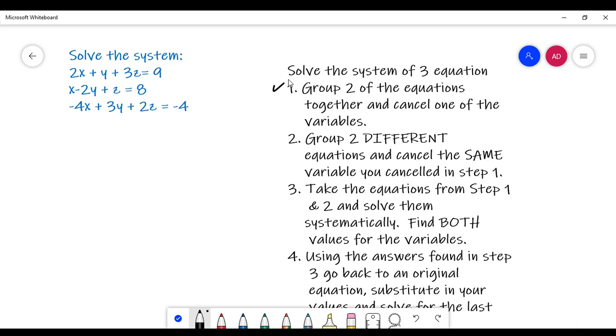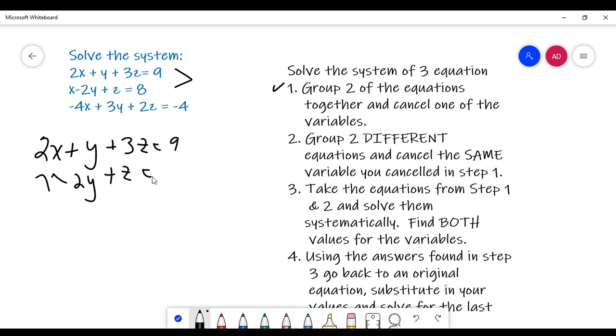The first step says, group two of the equations together and cancel one of the variables. It doesn't matter which two you pick, any two. Maybe these are your favorite two. Go for it. So I'm going to take 2x plus y plus 3z equals 9. And then I'm going to take x minus 2y, oh, I need to be neater, plus z equals 8.